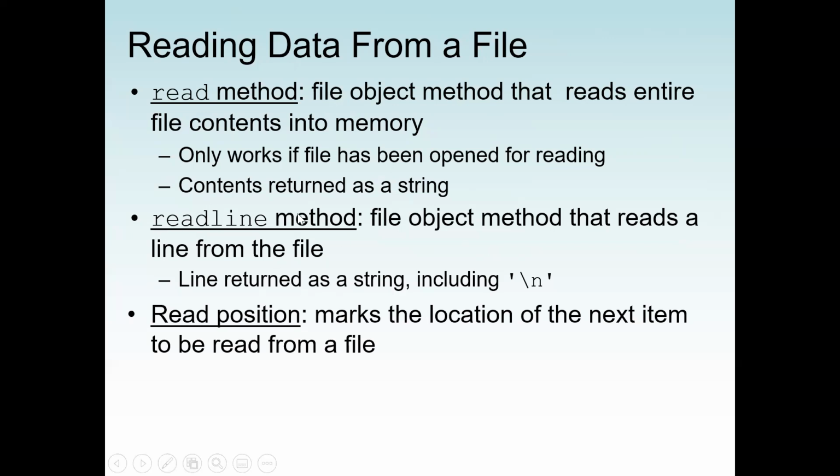We also have the readline method. It's the same concept as read, but the read method reads the entire file content, while the readline method is a file object method that reads a line from the file. So it only reads one line from the file. The line is returned as a string, including \n, the newline character. We also have the read position, which marks the location of the next item to be read from a file.